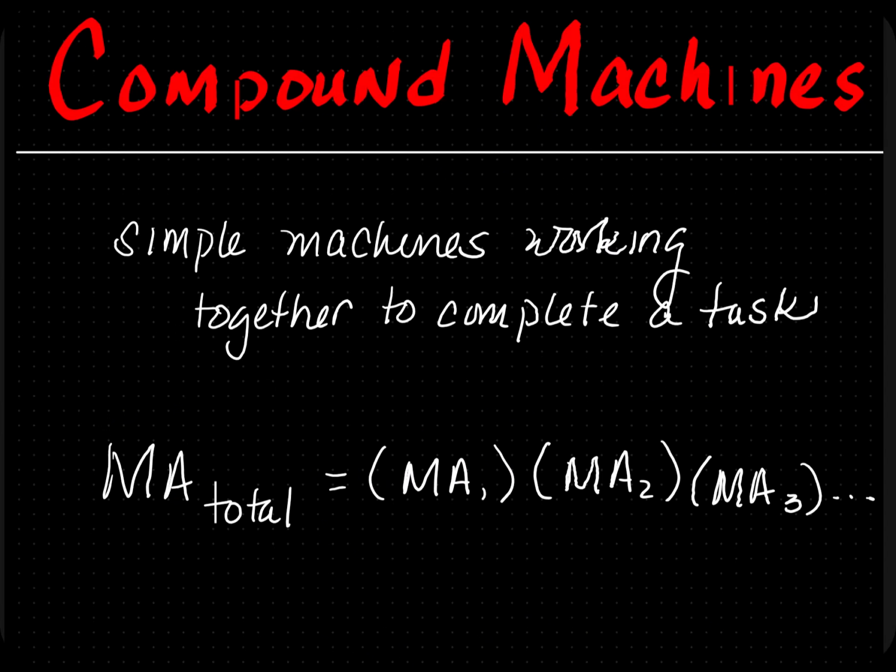When we put multiple simple machines together to complete a task, this is called a compound machine. To find the mechanical advantage of the compound machine, we find the mechanical advantage of each of the simple machines and multiply them together. So if we use 2 simple machines, we calculate for the first simple machine, then the second simple machine, and just multiply.